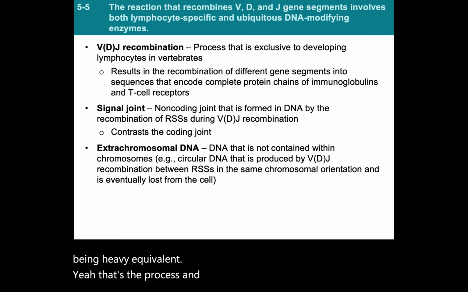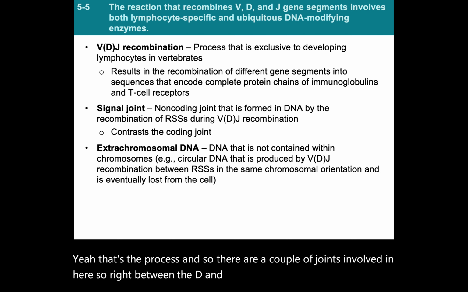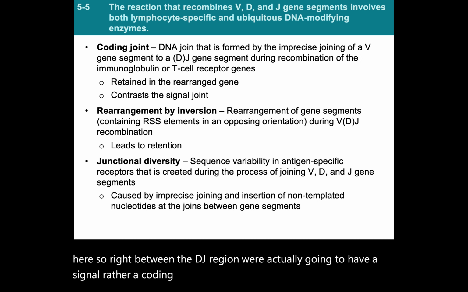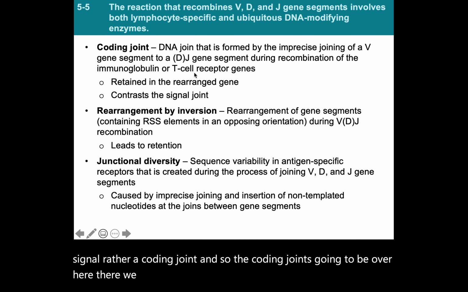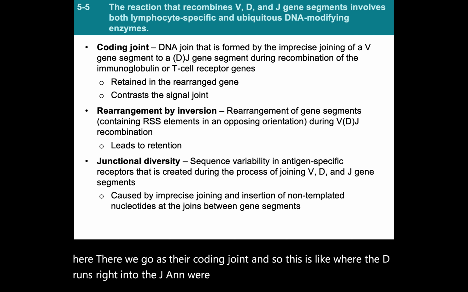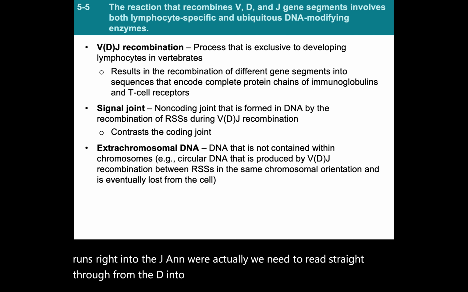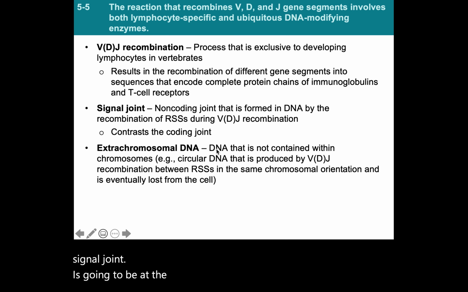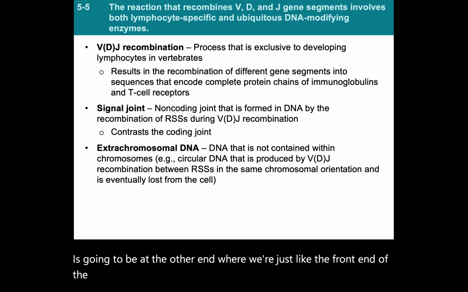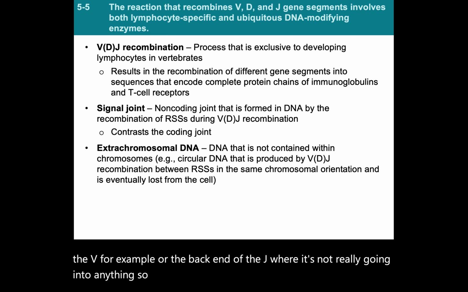And so there are a couple of joints involved in here. Right between the D and the J region, we're actually going to have a signal, rather a coding joint. And so the coding joint is going to be over here. There's our coding joint. This is where the D runs right into the J, and we need to read straight through from the D into the J with no mistakes, no weird stuff. The signal joint is going to be at the other end, like the front end of the V, for example, or the back end of the J, where it's not really going into anything. So that's called a signal joint, non-coding.